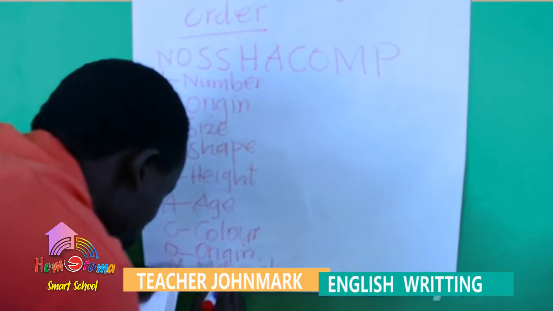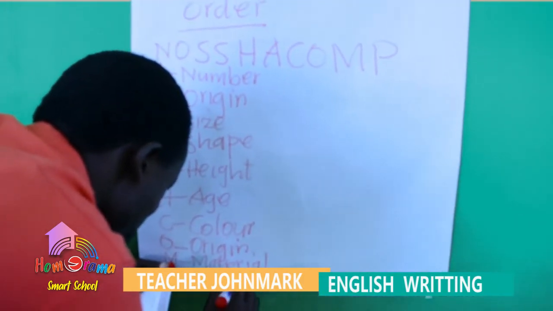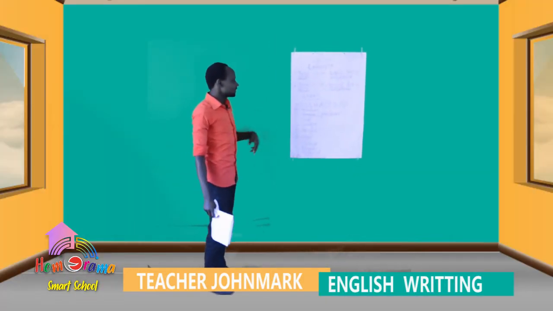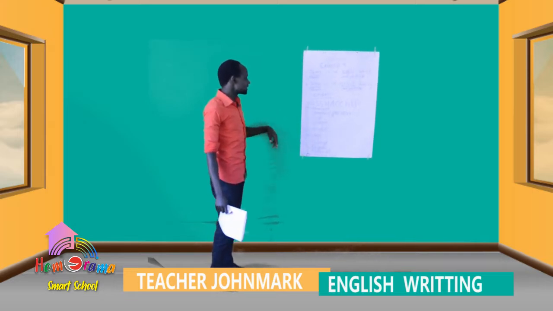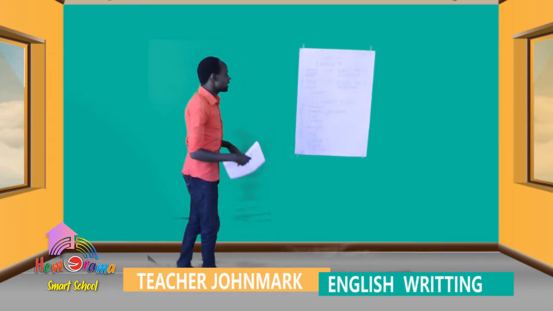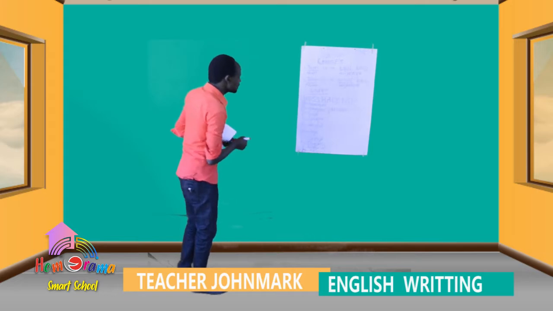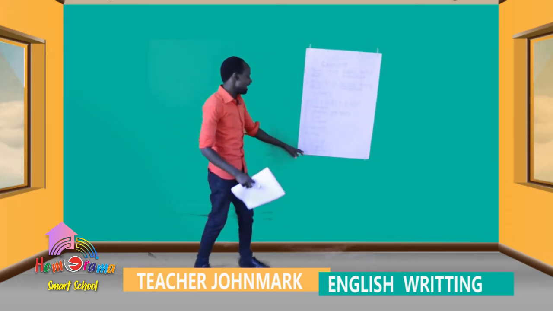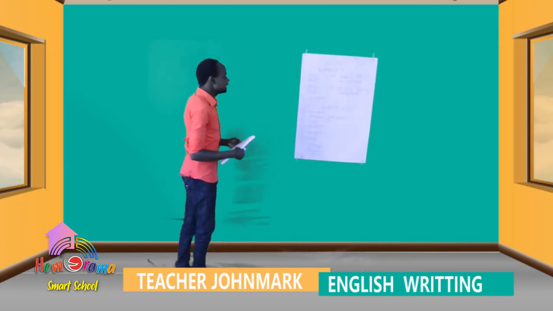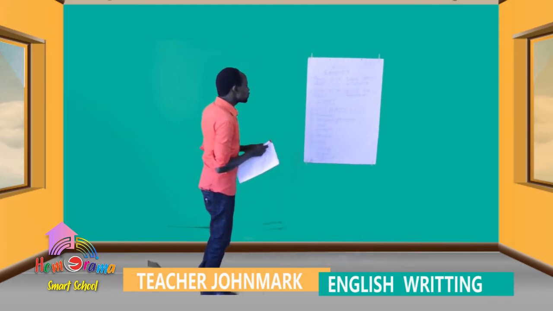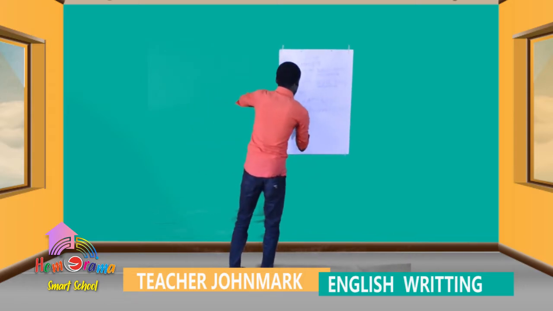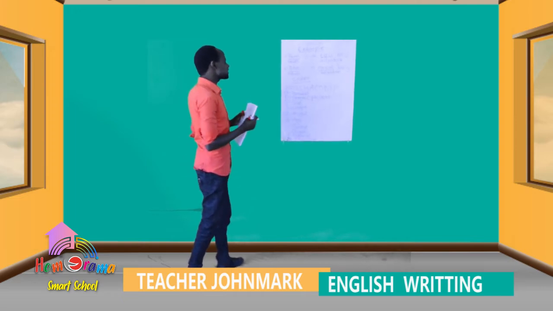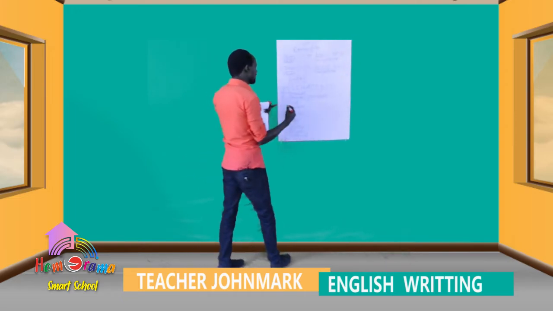Purpose can also be used. So we have number, then opinion, size, shape, height, age, color, origin, material. Then we have purpose. Purpose is also used. So when we talk about number, what exactly are we referring to? Or which are the exact words that we use in order to describe number?